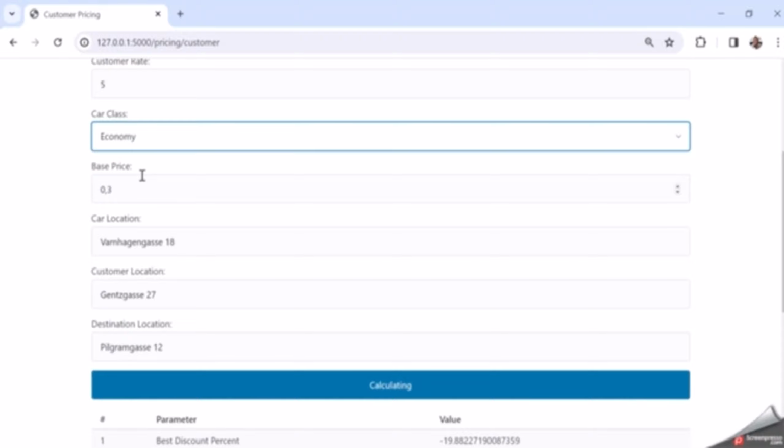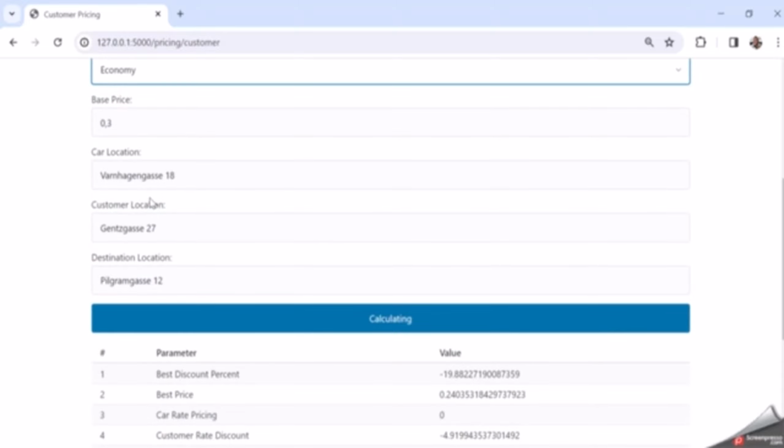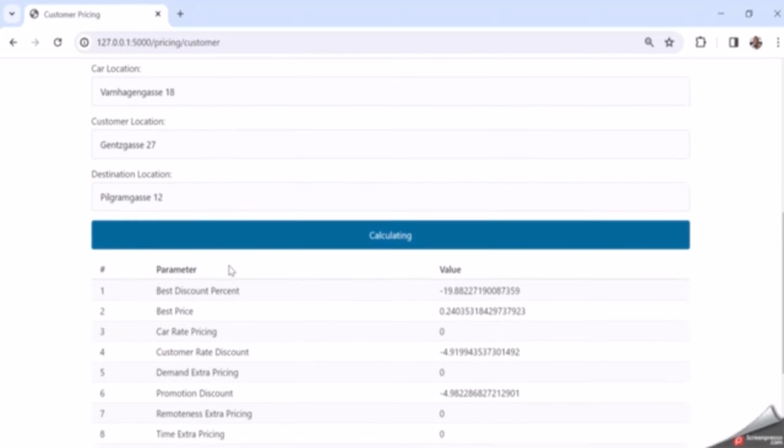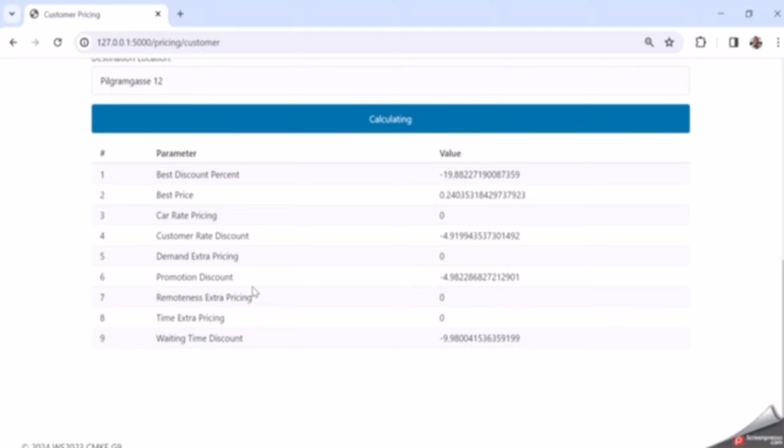Then is base price. It can be either a price per minute or the whole trip price. Let's say 30 euros, 15 euros. The algorithm is flexible in this case. And next comes the car location, customer location, and destination location. These are the basic trip locations that can be addresses because it's connected to the Google Maps. So it will identify these addresses in real time.